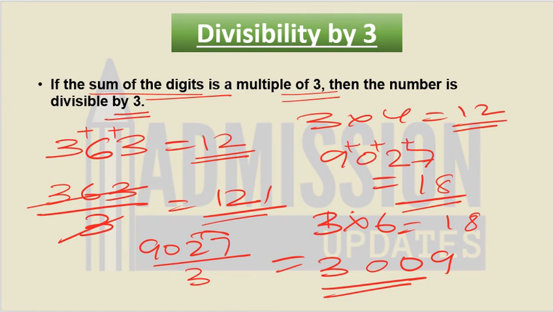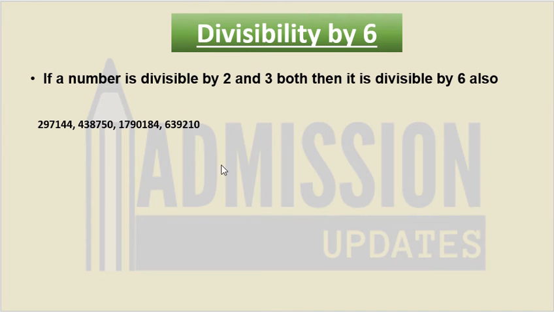Now let us take another rule, divisibility rule. The other one is divisibility by 6.